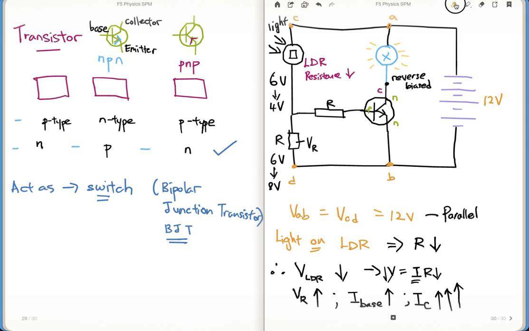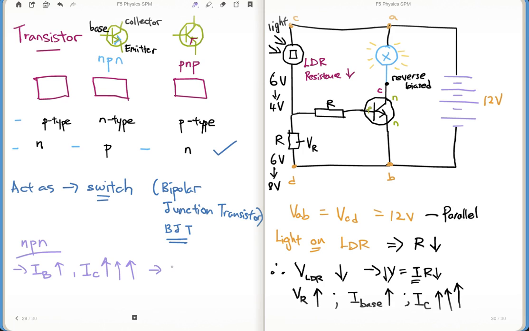Okay, so I'm going to do it here over the left. So for NPN, when you have your current over the base on, your current over the collector switches on. This is where you have a switch on. The same is true. How is that so? I will explain it later.